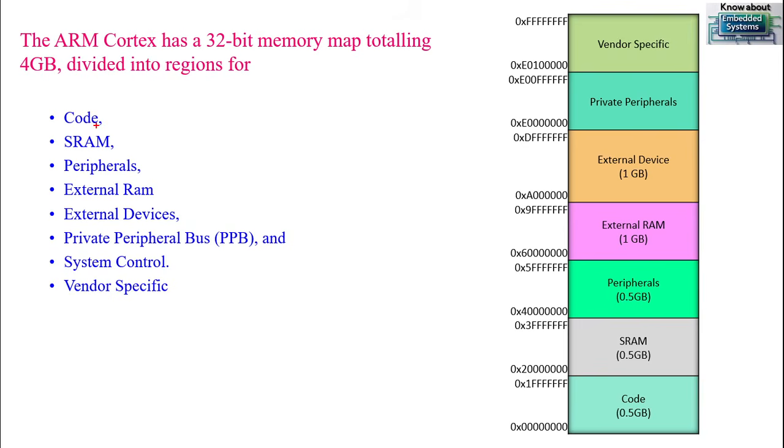We have a core memory, static RAM, peripherals, external memory, external devices, a peripheral bus, system control, and vendor specific. The same thing you can see here. The code segment is 0.5 GB, up to 0.5 GB you can interface for the code, nothing but your flash memory. Then we have SRAM, again 0.5 GB. Then peripherals, which you know already. Peripherals include our UART, SPI, I2C, GPIO, and so on. All those peripherals get 0.5 GB, which is reserved.